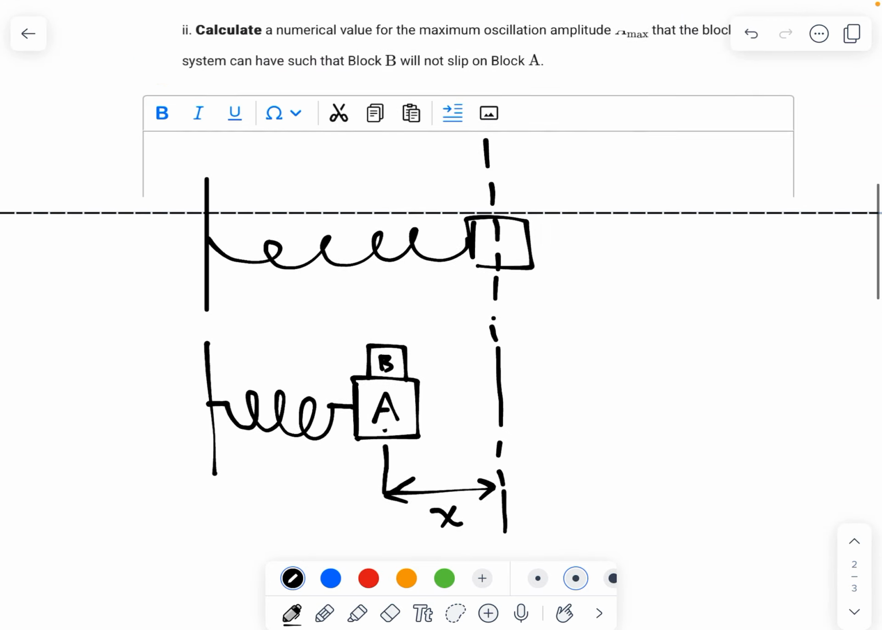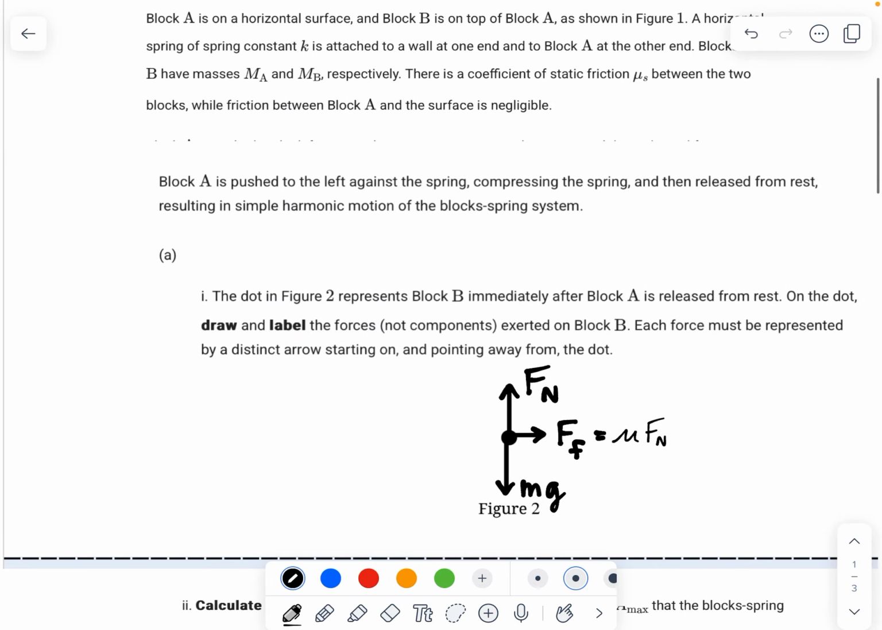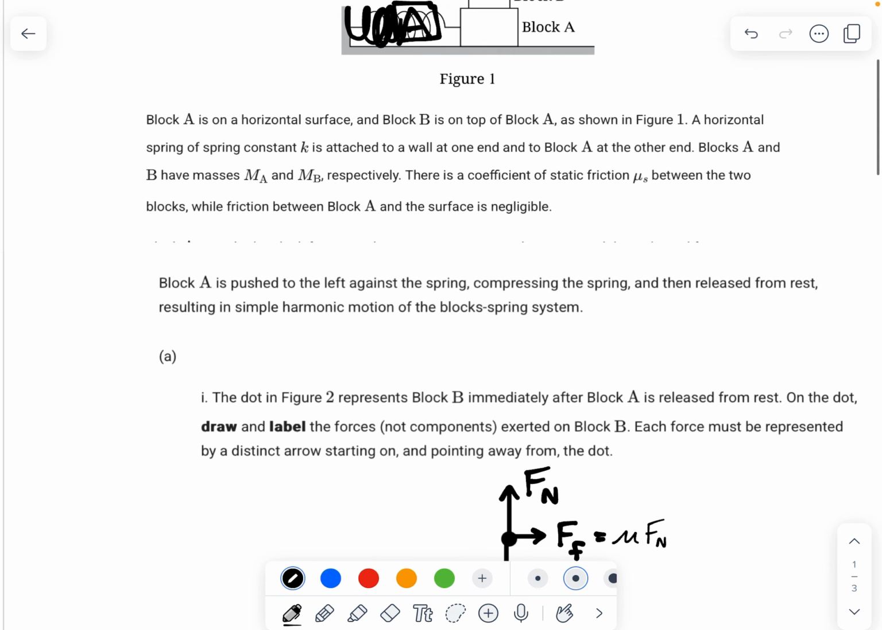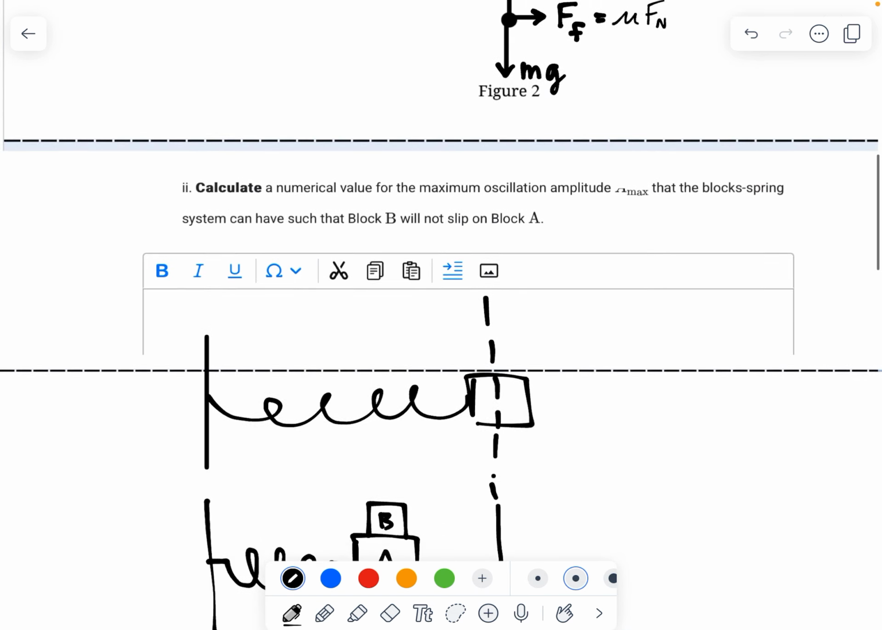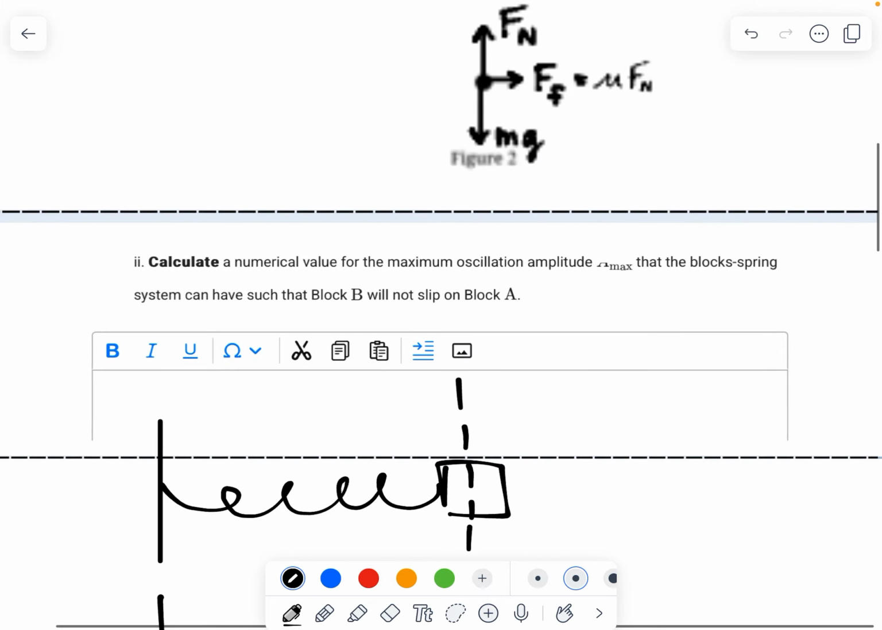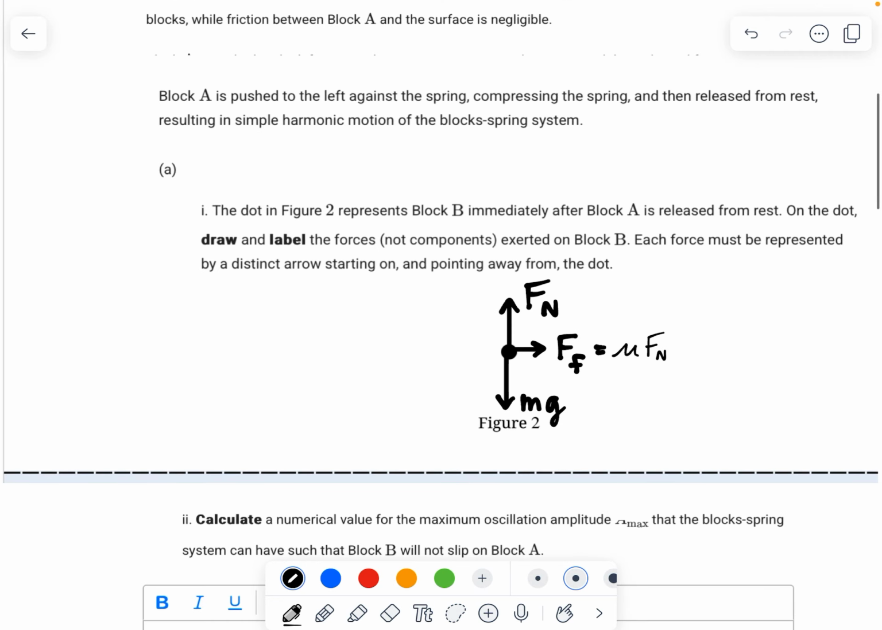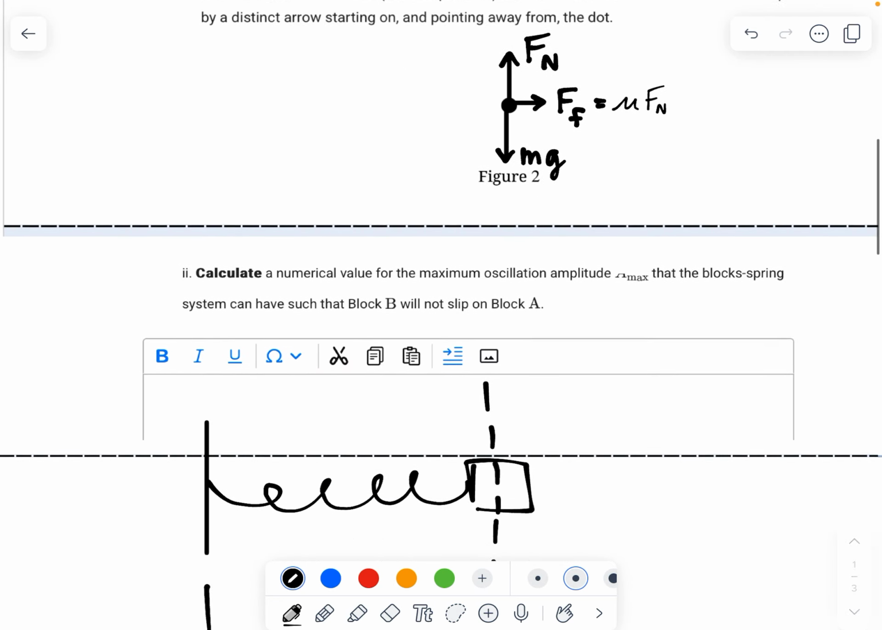There's some missing information here. Oh, there we go. Nope, we're missing the information. The mass and mu and everything were given there. I think I forgot to screenshot it. Well, let's just figure it out.